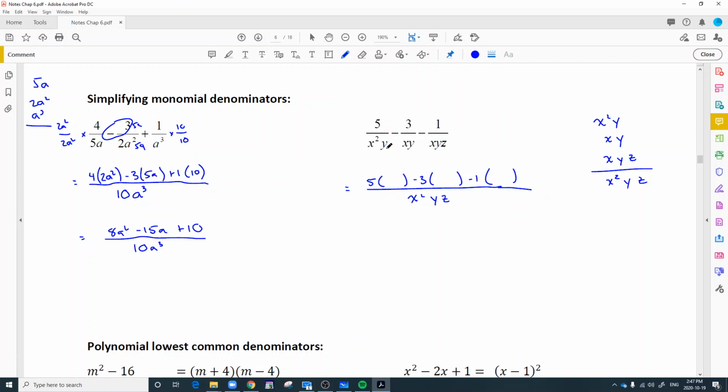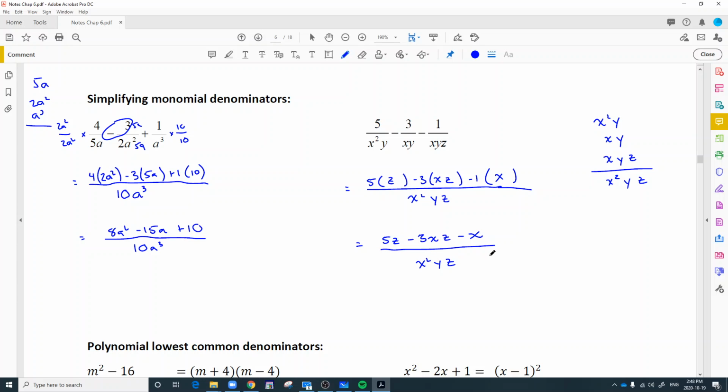So x squared y, to get x squared yz, I just need a z. Xy, to get x squared yz, I need an x and a z. And then xyz, I just need an x. And then I simplify. I've got 5 times z is 5z, minus 3xz, minus 1 times x. And in my denominator, I've got x squared yz.